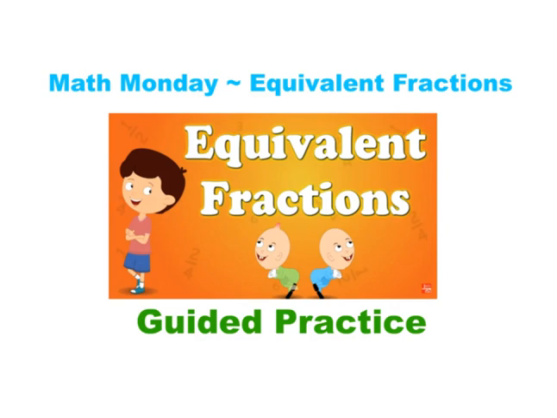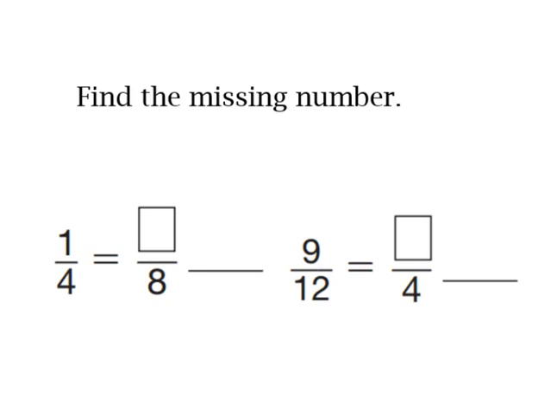Today we will be going over our guided practice section for our Math Monday equivalent fractions. Let's get started. For our first couple of problems, we will be finding the missing number. We're given a fraction and we're saying that it's equal to, and we have a number for the denominator, but we don't have one for the numerator. So essentially for both problems we are looking for the numerator.